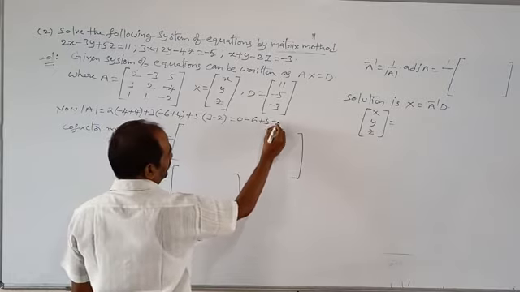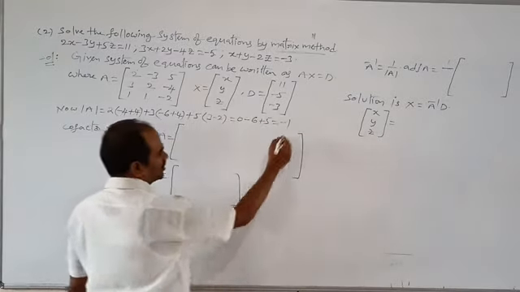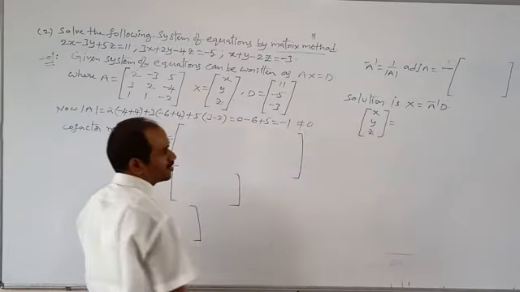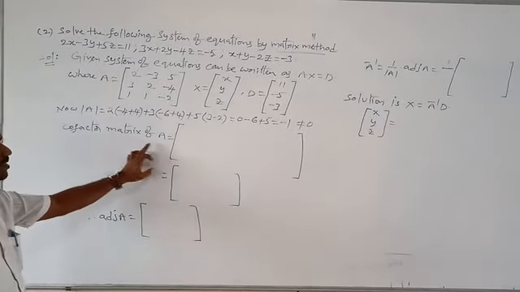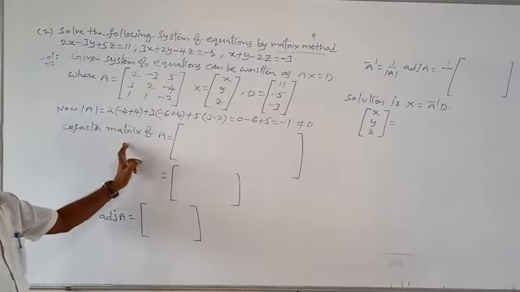Okay, so that is equal to minus 1. This is not equal to 0. So next we will calculate the cofactor matrix in the second step. Okay, the cofactor matrix of A.